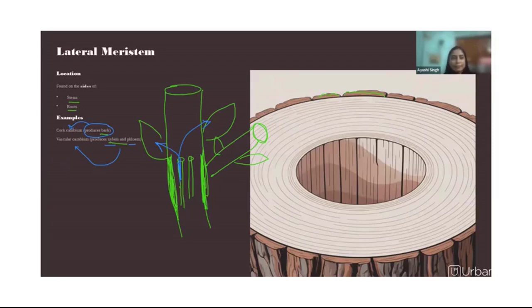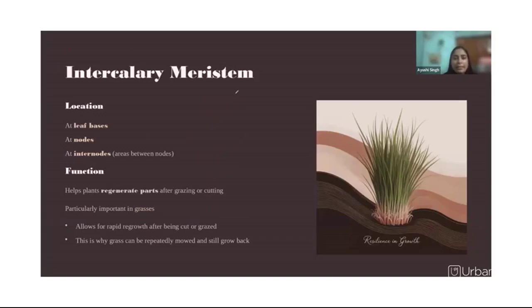Right? Now, intercalary meristems. To talk about intercalary meristems, let's say the plant is like this, the stem is like this, it has nodes. You might have seen sugar cane, no? In that, you can see it very visibly, it will be very prominent there. So here at the base of the leaf, at the nodes, that means at this point, and internodes, that means in between two nodes, in these areas you will see intercalary meristem.